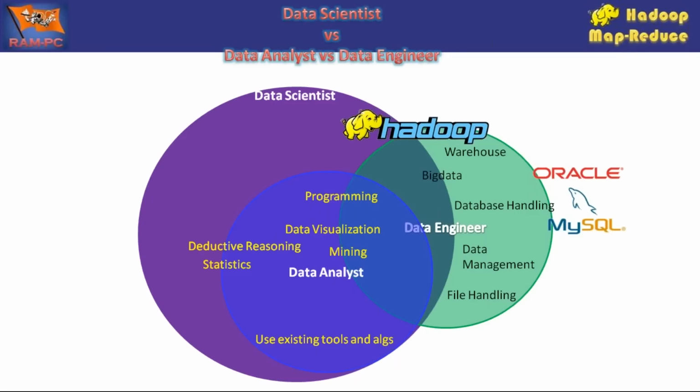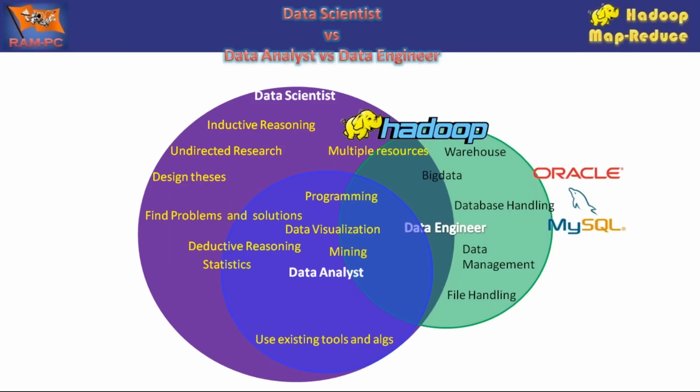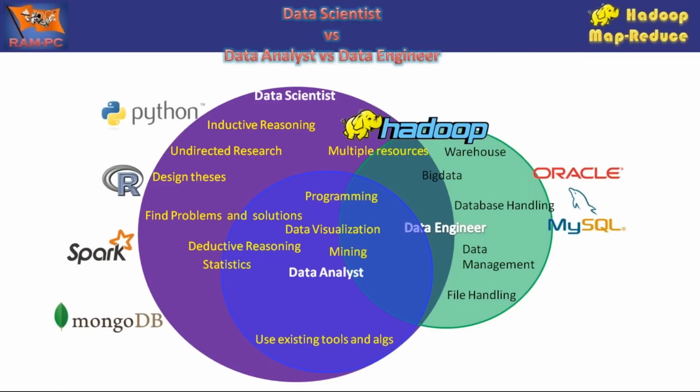See, first we have to understand what that is, and then we can go for the applications. If we go directly for the applications, there is no use. So here the data scientist should be able to understand inductive reasoning. Inductive reasoning means designing the theory from the example, so that will also be covered as part of the syllabus. And then undirected research: initially there is no goal. Without a goal we have to start working on it. Then you have to find the problems and also the solutions. So multiple resources have to be used by the data scientist, and he should be able to find the problems and also solutions. All these are the various tools required for the data scientist: Python or Spark and MongoDB, all these are the required software for this.